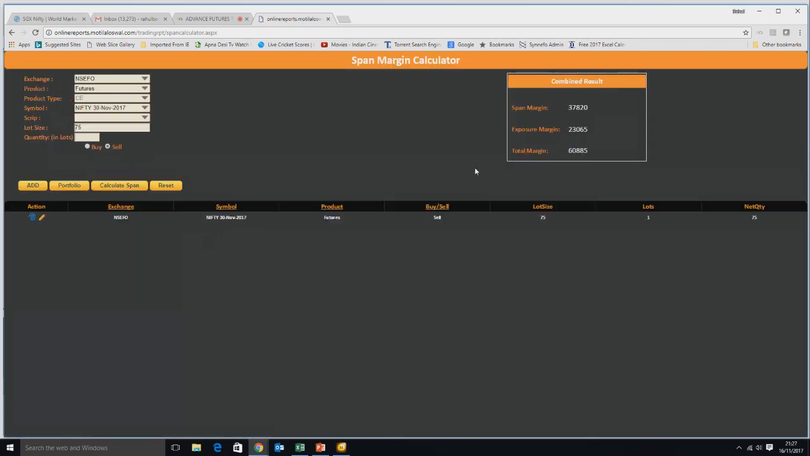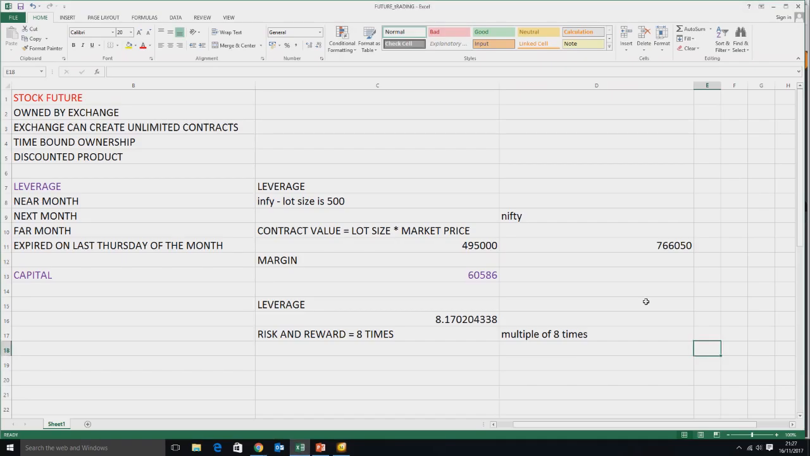So to sell one lot of Nifty, the span margin, the exchange requirement is 37,000 and the broker requirement is 23,000. So roughly 60,000 rupees you require to buy or sell one Nifty future, right? So here I go again to my sheet and I write what my margin requirement is.